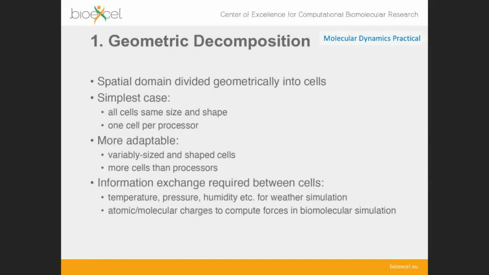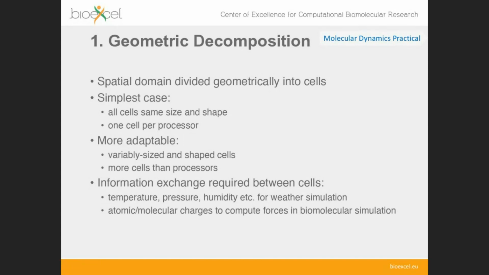And another aspect is it's good to have more cells than there are processors. Why? This is a question of granularity. Having more cells, it's kind of an oversubscription idea. Having more cells buys you something in terms of load balancing, and we'll see why.